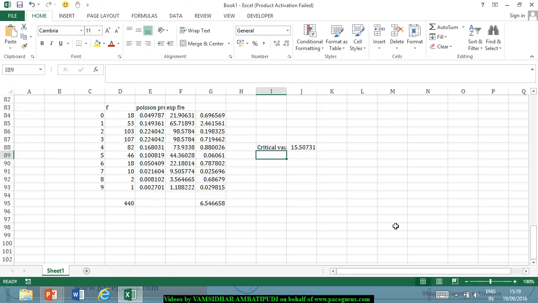whereas my computed value is 6.54, and because of this I will not reject my null hypothesis. I will not be able to reject my null hypothesis, so I can very well go ahead with saying that this data is not different from a Poisson distributed data.